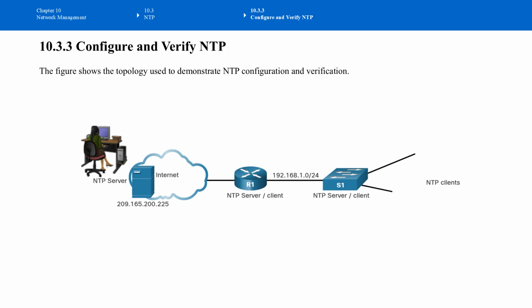And switch 1, S1, also operates as both an NTP client and a server. As a client, it synchronizes with R1. As a server, it provides the time to other NTP clients. So R1 and S1 are connected through the 192.168.1.0/24 network. Each device further from the authoritative source has a higher stratum number.